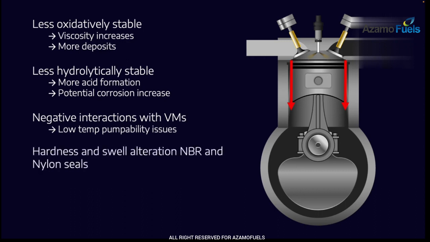There is also some evidence that it can affect the seal swell of different types of materials. The evidence seems to be that for the most part it's okay, but in nitrile rubber and nylon seals it can have an effect on hardness and the degree to which these materials swell. And ultimately, when you put all this together, you end up with shorter oil drain intervals. So that's the major impact on the lubricant.